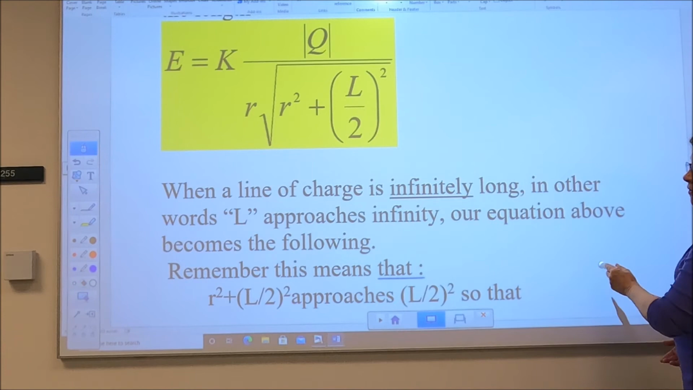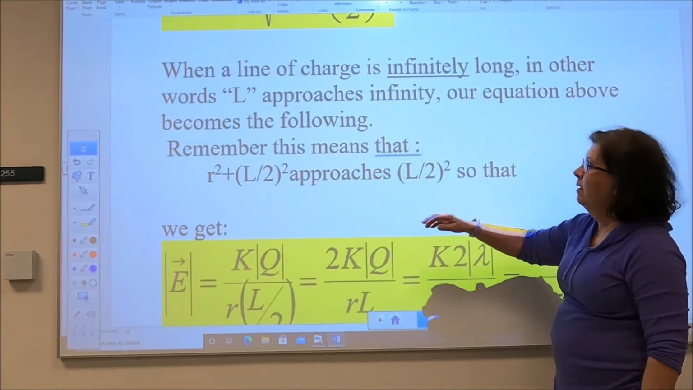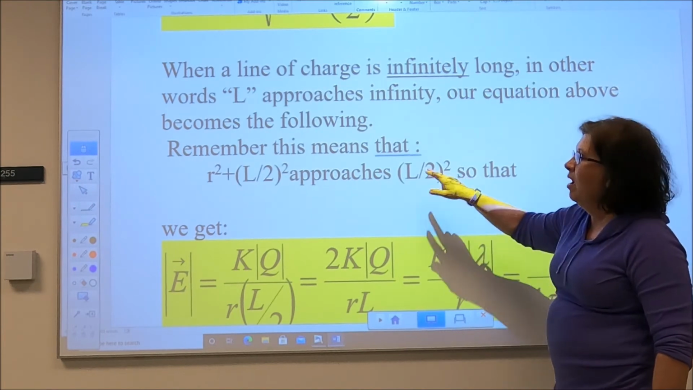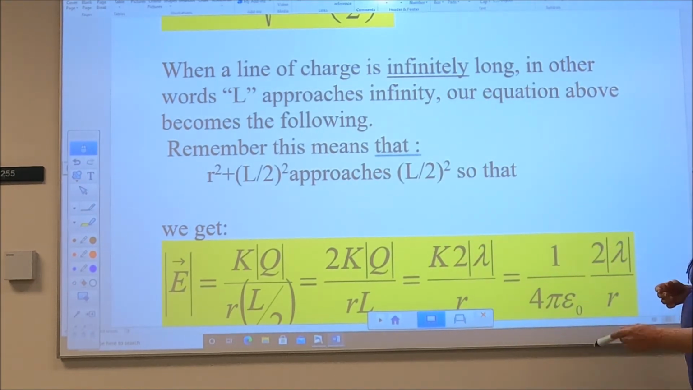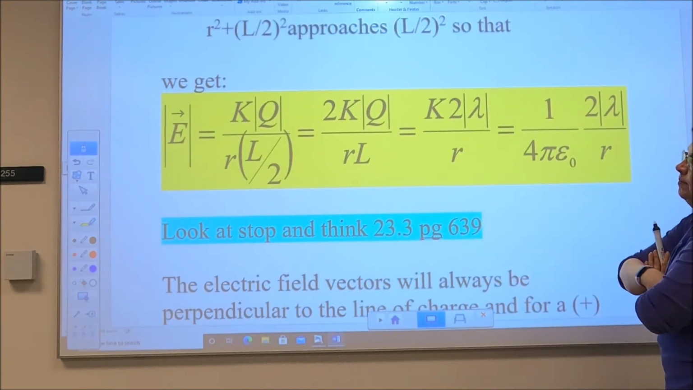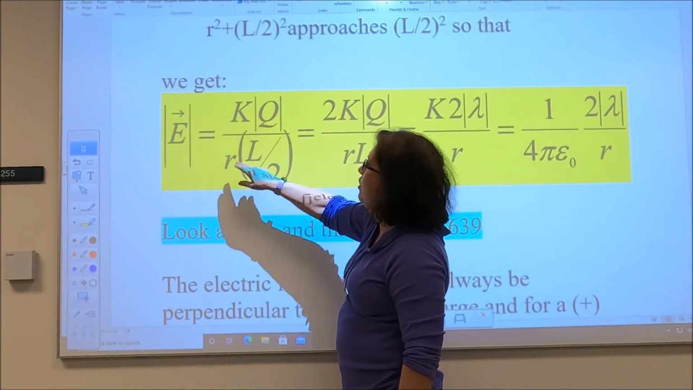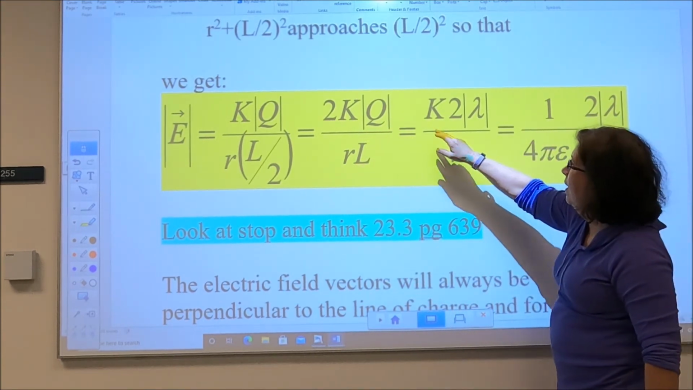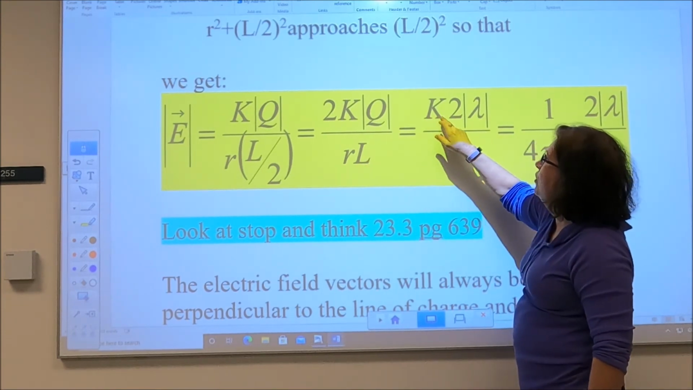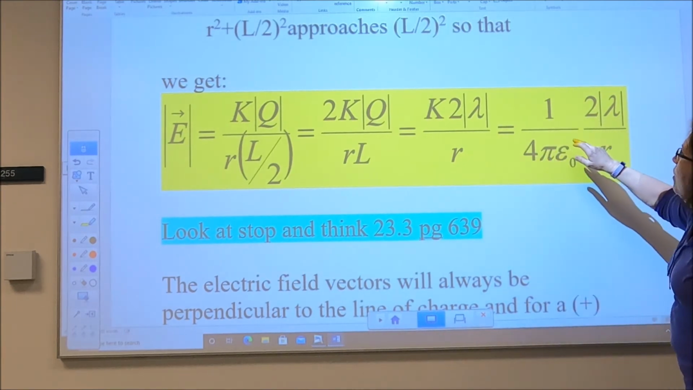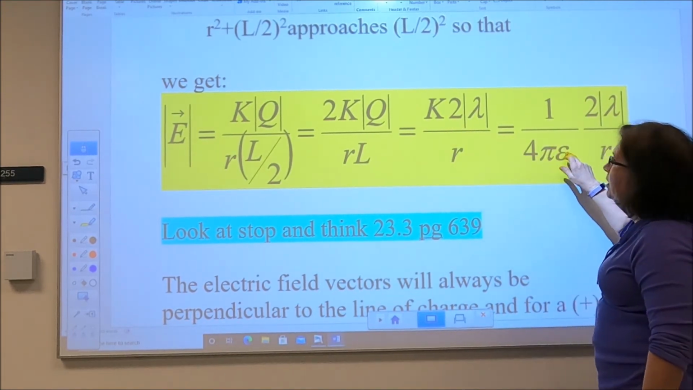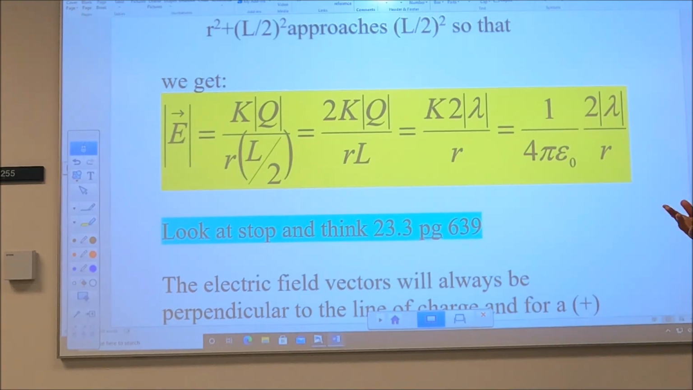our equation above, the square root of r squared plus (L over 2) squared approaches L over 2, because r becomes inconsequential compared to L over 2, so that we get the strength of the electric field equal to KQ r over r times L over 2, or 2KQ over rL. Well, Q over L is lambda, so 2K lambda over r, or you can write it as 1 over 4 pi epsilon 0 times 2 lambda over r. I usually stick with this one, but your book likes this one better. And this becomes the plug and chug equation if you have an infinite line of charge.